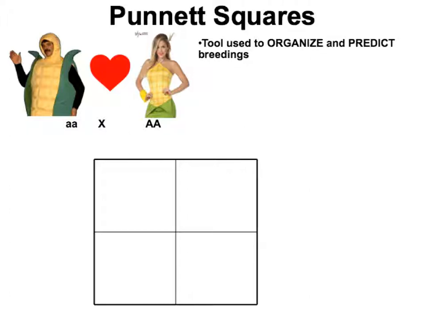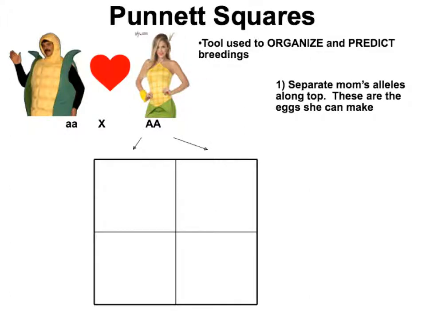So let's imagine that we have a corn whose genotype is little a, little a. That means it's homozygous recessive, and it's crossing with another corn that's homozygous dominant, or big A, big A. Now, the color of the corn on the left isn't accurate, but I couldn't find a purple corn costume. Let's put that aside and make this Punnett Square.